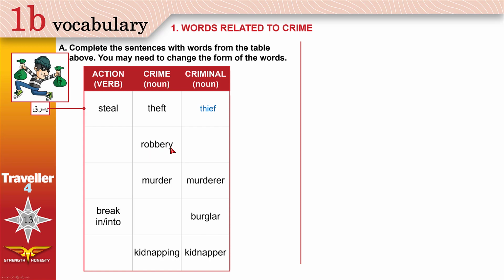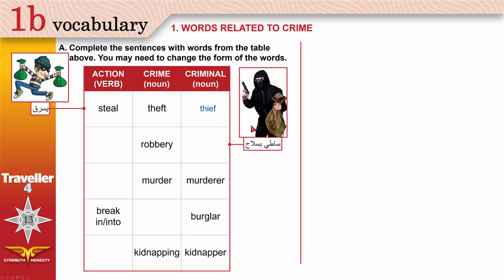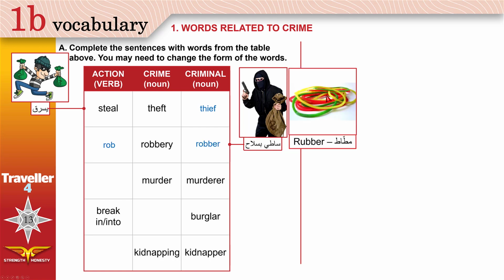Next, we have robbery. That's the crime. This man is a robber, and the action is rob. He is robbing. He is a robber. Don't say rubber. This is rubber. It's a different word, different meaning, different pronunciation. This is rubber, and this man is a robber. When somebody robs, he uses force to steal, uses weapons like a gun or a knife. He threatens people: give me the money or I'll kill you. When you do that, that is robbing. It's a kind of stealing.